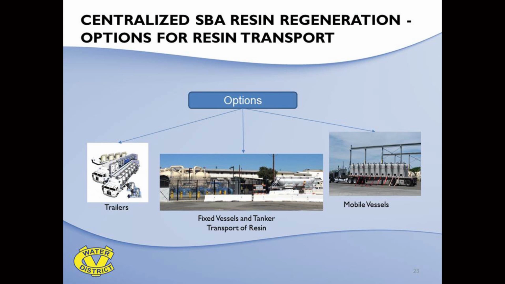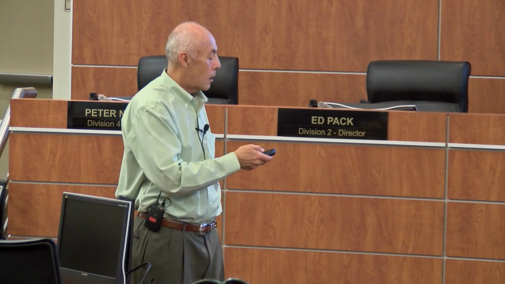So for the SBA treatment, where we have to regenerate the resin periodically, we looked at a few different ways to do that. One was using trailers. These would be trailer-mounted ion exchange vessels that you would haul into a site, drop the trailer off, come back later and pick it up and replace it with another trailer. We also looked at mobile vessels, where we would actually just drop off the vessels, leave them. When they get spent, come back and replace them.